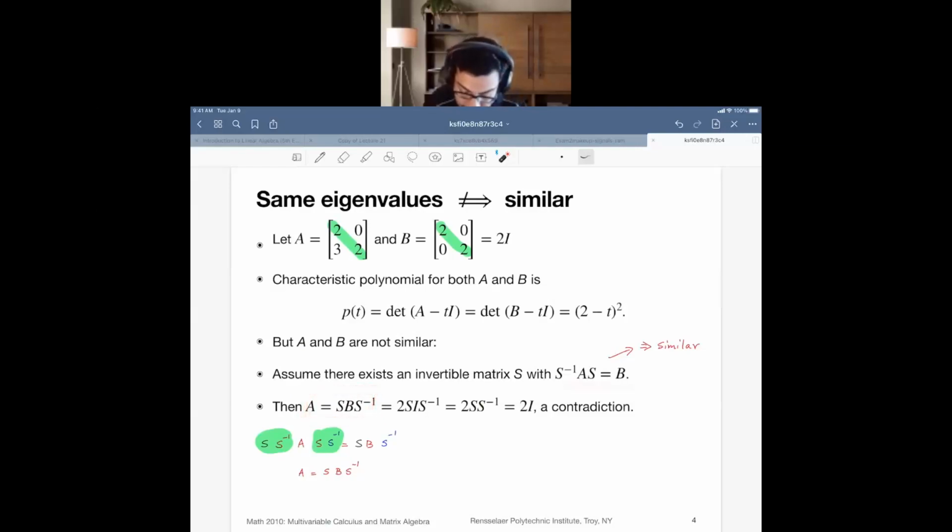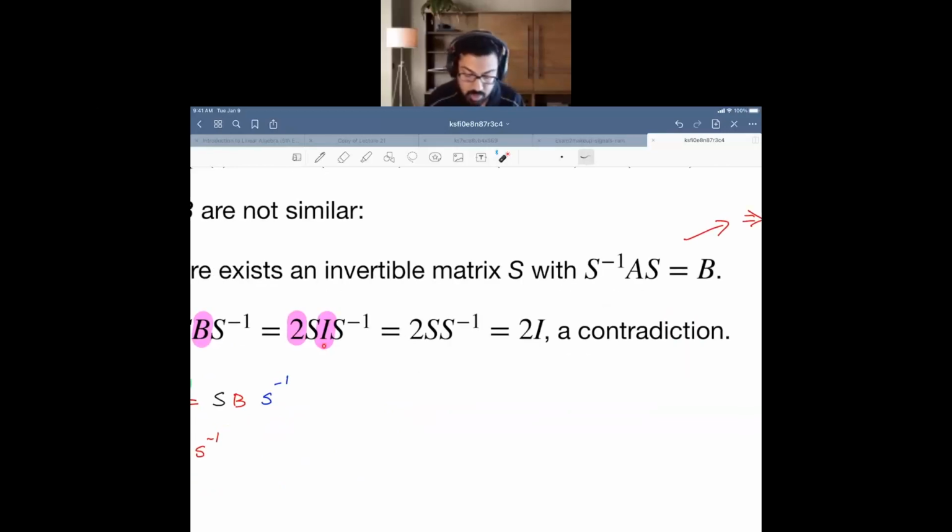Now, what is B? We know that our B that we are using is simply 2 times the identity matrix. So we can substitute for that. So we got S B S inverse as 2 S I S inverse. So essentially B equals 2I goes over there. And then the identity matrix, I can remove it from my multiplication. So I'm left with 2S times S inverse. S times S inverse is simply going to be I, and 2 remains as is.